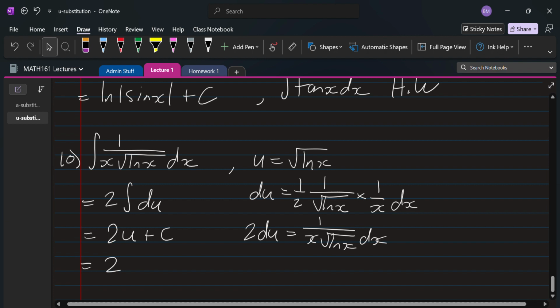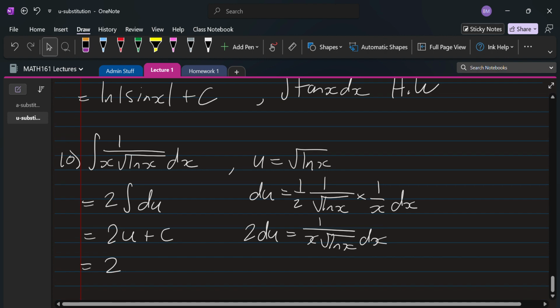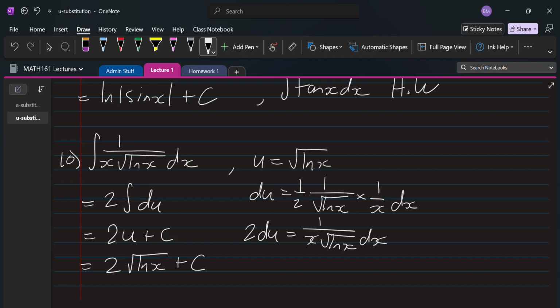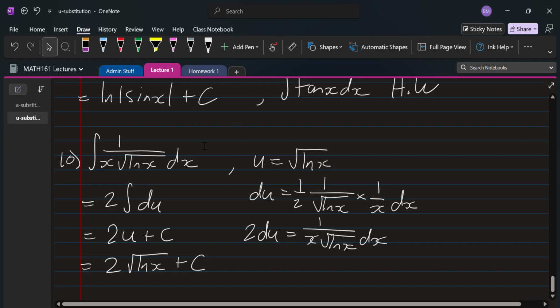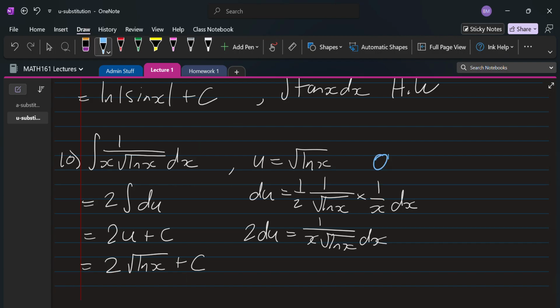But this is just going to be 2u plus c, so that will be 2, whatever u was, that's the root log x, plus c. Okay. You could have done it the other way. You could have said u is just the natural log, then the du will be 1 over x, and you end up with the integral of 1 over root u. You end up with the same thing. So I'll just make a little note here. Or u equals natural log of x. You can do either one.